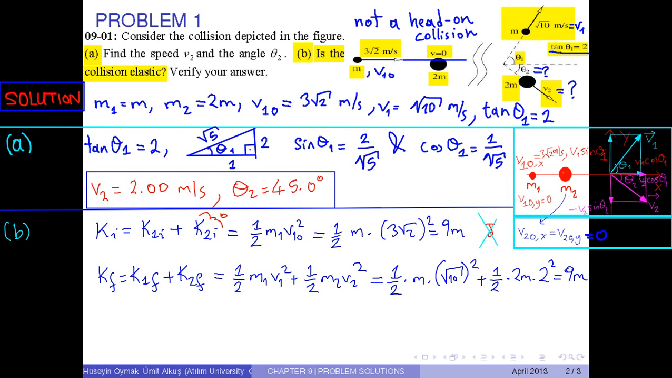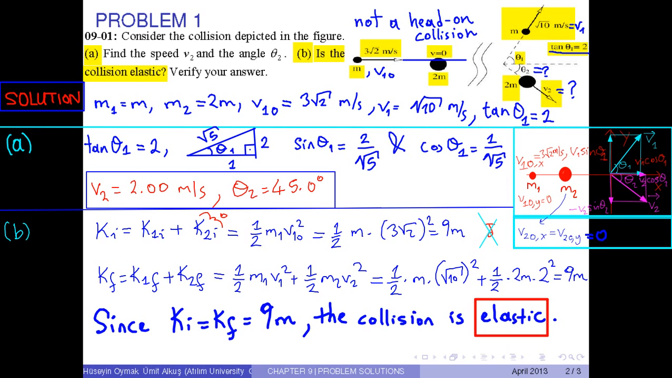Therefore, the initial kinetic energy is equal to the final kinetic energy. As a final remark, we may claim that the collision is elastic, since the total mechanical energy is conserved. Okay, we have answered all the questions in this problem. Let's have a look at the second problem.